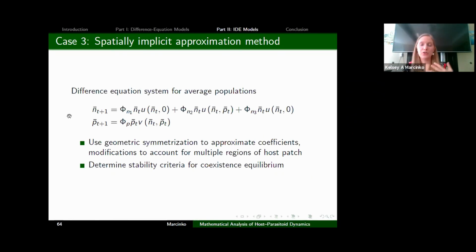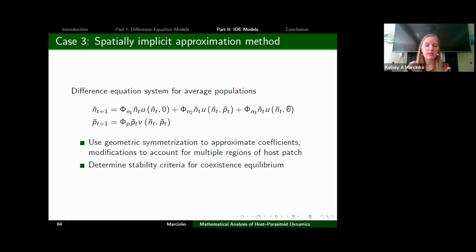So I did a similar process for the simulation method, determining a number of iterations to get the critical speed. And then I also looked at the spatially implicit method and writing down a difference equation system for the average populations. Because there's essentially 3 regions in the host's patch. There's the region at the back of the patch where there's no parasitoids. There's the region of the patch where the host and the parasitoid overlap, and your dynamics are given here. And then there's the region at the front where, again, there's no parasitoid.